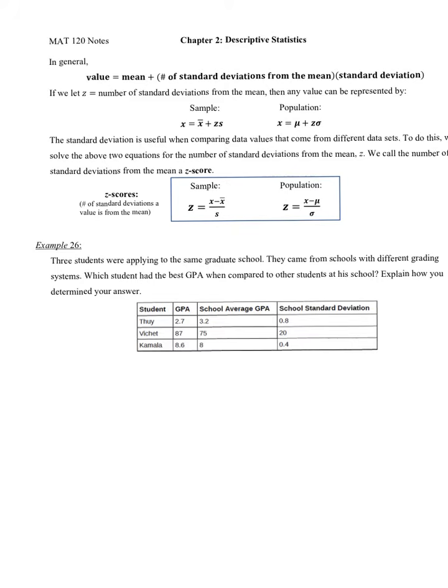Let's take a look at example 26. We have 3 students, their individual GPA scores, the school average GPA, and the school standard deviation. We need to find the z-scores for each student.